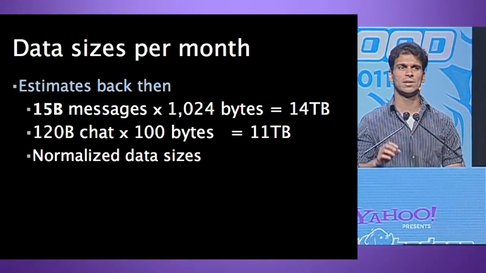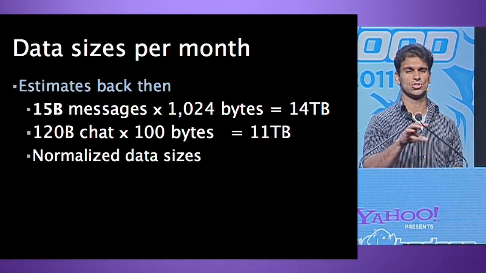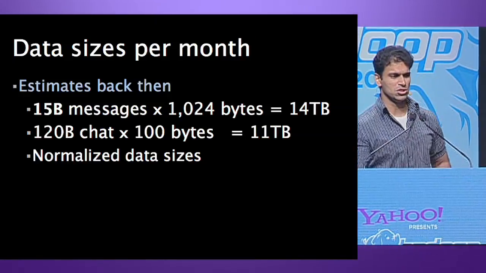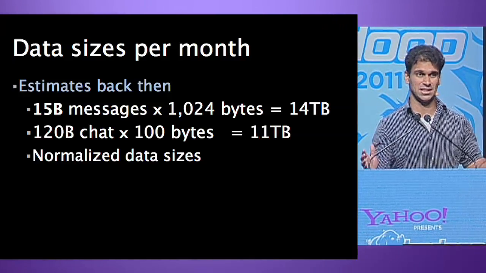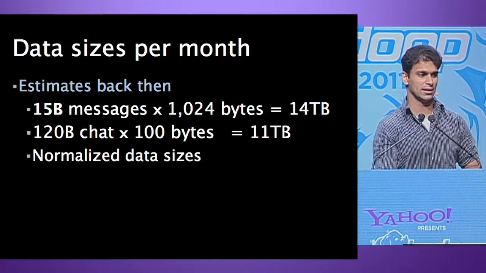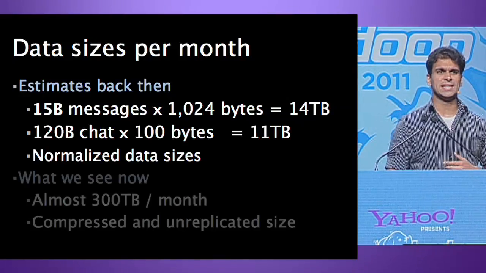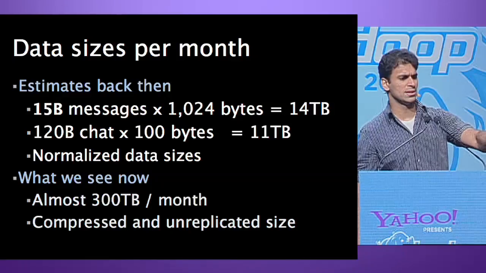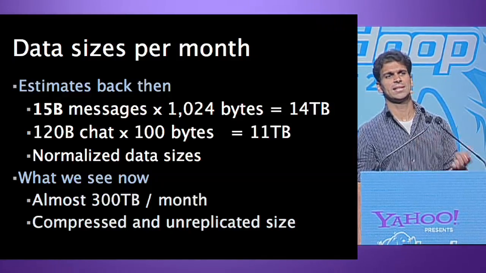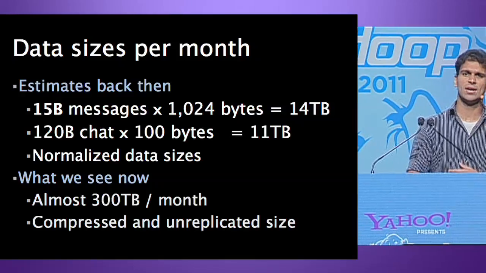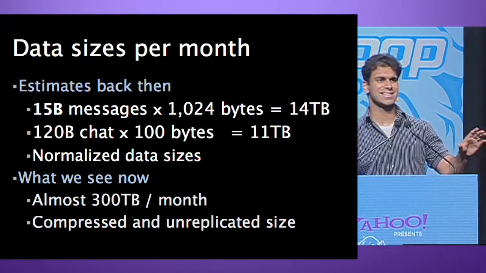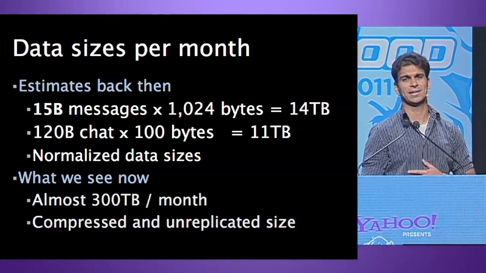That means if 3 people are involved in the conversation, the message is stored just once. This was stored on MySQL, so with the normalization, we actually cared about keeping data not too big so we could actually handle it. What do we see now? Well, these sizes don't factor in the metadata that we have to put in and such. So what we're seeing right now is about 300 terabytes per month, and that size is compressed and unreplicated.